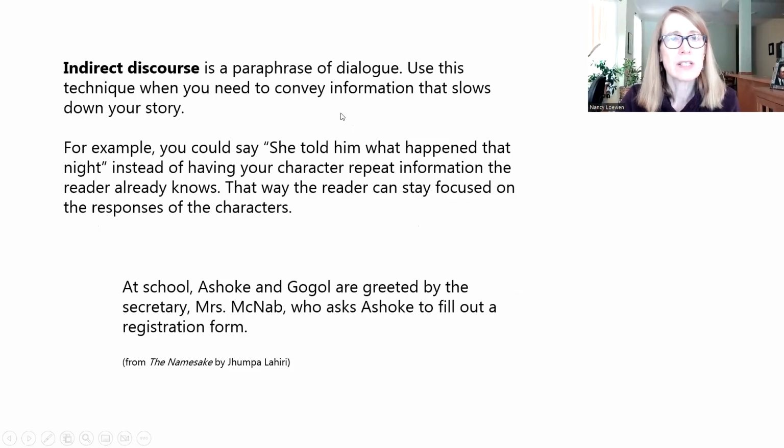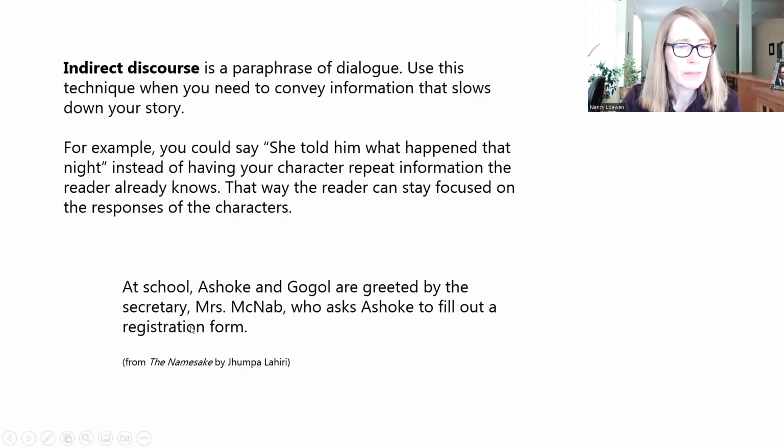So indirect discourse is a paraphrase of dialogue. You can use this technique when you need to convey information that would slow down your story. So, for example, you could say, she told him what happened that night, instead of having your character repeat information that the reader already knows. So that way the reader can stay focused on the responses of the characters.